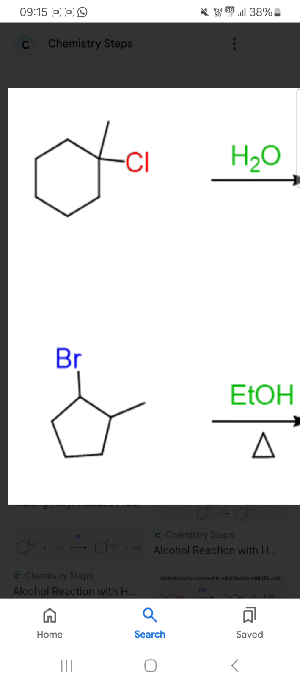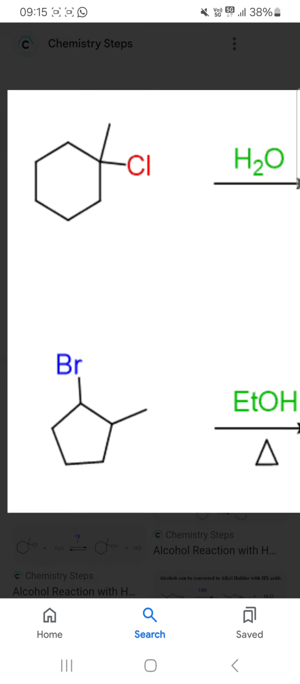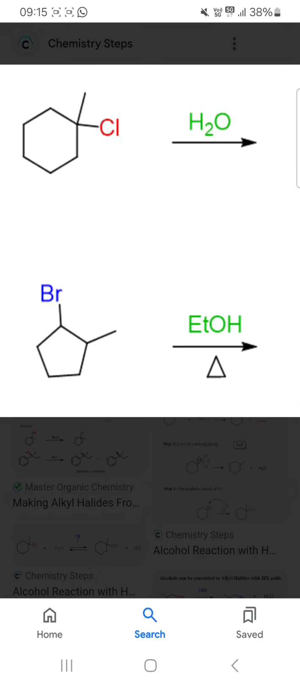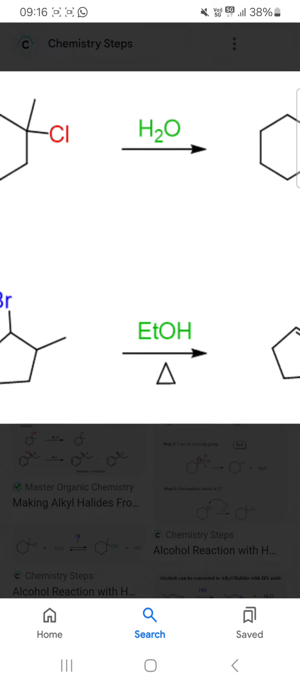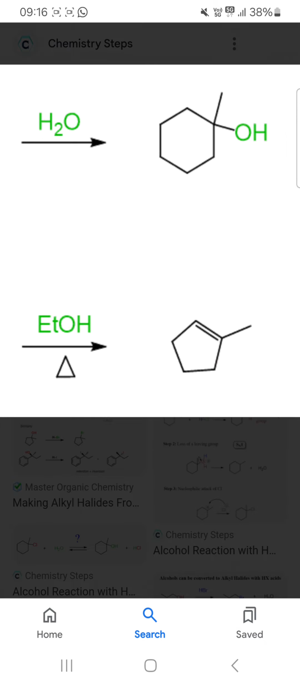Today in this video we will learn about the differences between these two reactants and their products. You can see this is cyclohexane with chlorine present on a tertiary carbon. It undergoes reaction with water and gives the alcohol.